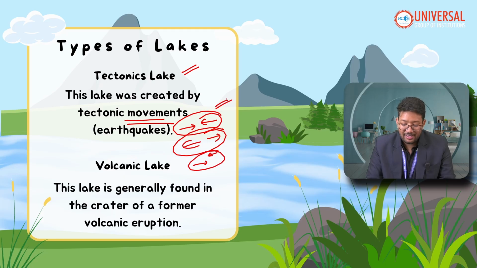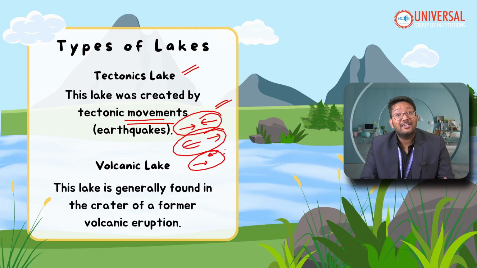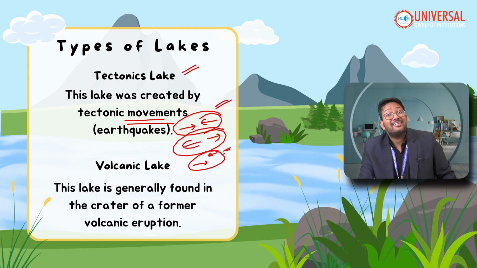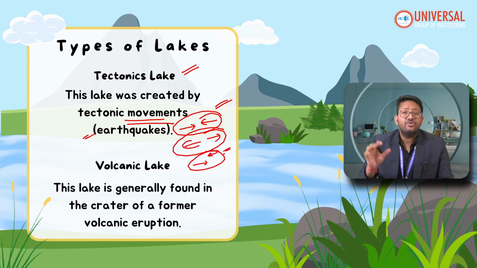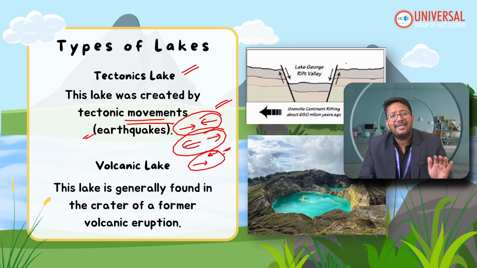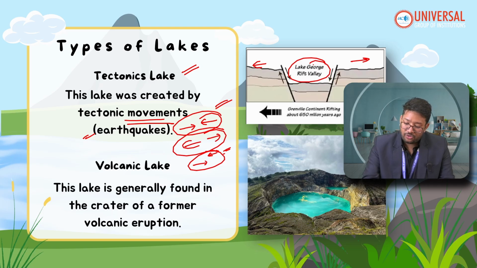Convergent boundaries are also known as destructive boundaries, divergent boundaries are also known as constructive boundaries, and transform boundaries are also known as conservative boundaries. Nothing gets destroyed in transform boundaries. Such tectonic movements, for example earthquakes and volcanic activities, form tectonic lakes. Example being this, can you see this, two plates are moving apart and this is how Lake George was formed.